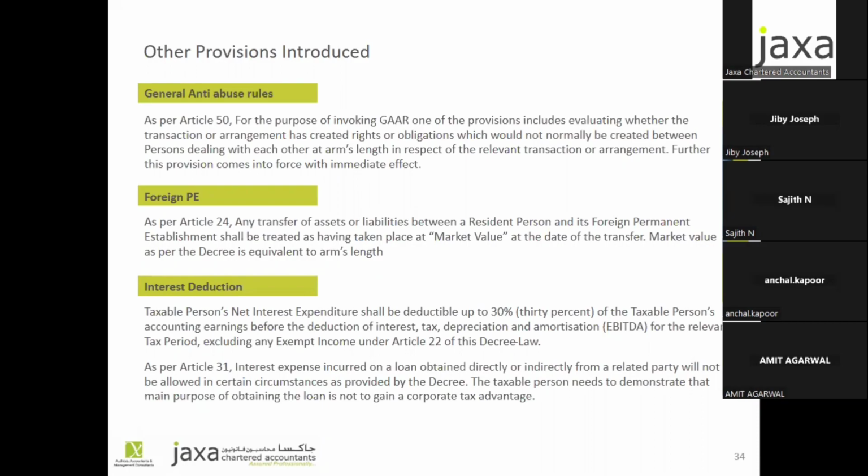Again, regarding the foreign PE, any transfer of assets or liabilities between a resident person and its foreign permanent establishment shall be treated as having taken place at market value at the date of the transfer. Market value as per the decree is equivalent to arm's length. So wherever it is mentioned market value, you just link it to arm's length and transfer pricing. And interest deduction, same. You cannot take a loan with a higher interest rate, and in the opposite way, you cannot give a loan maybe without any interest also. It should be linked to market.